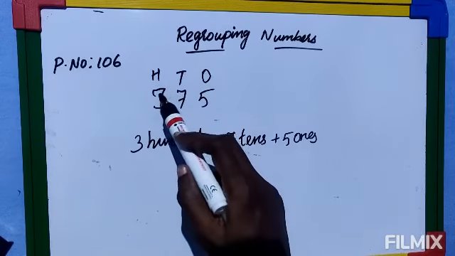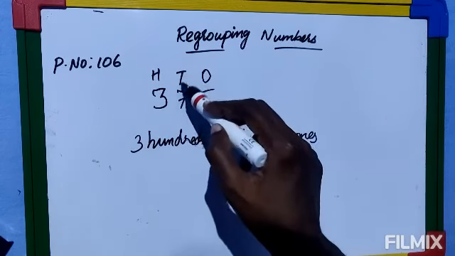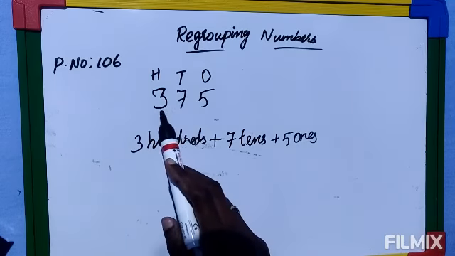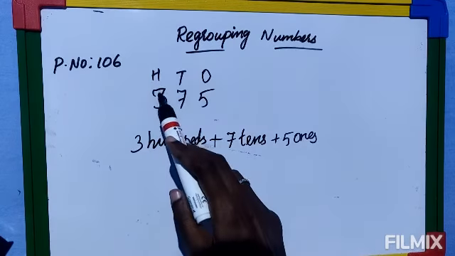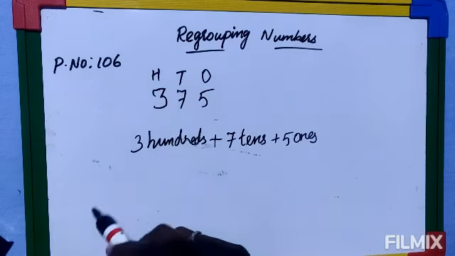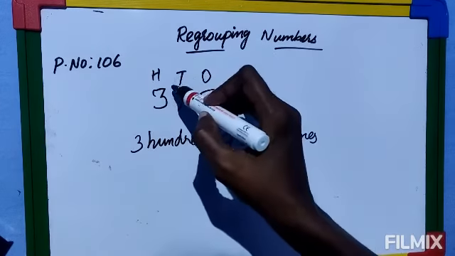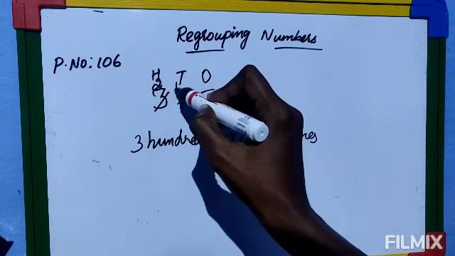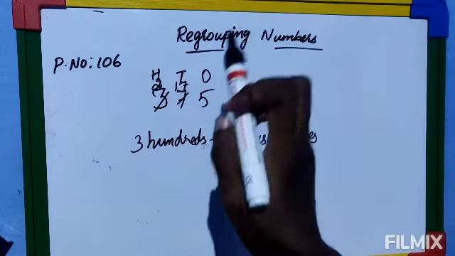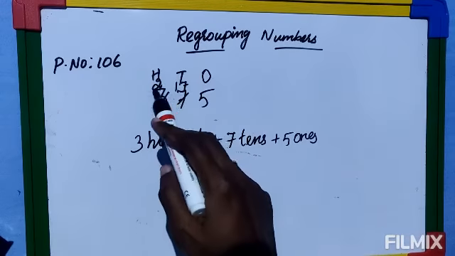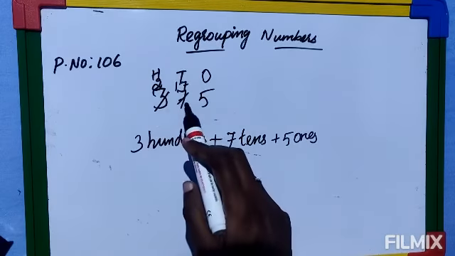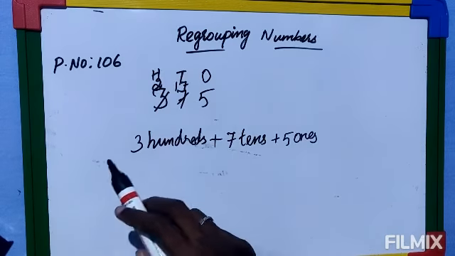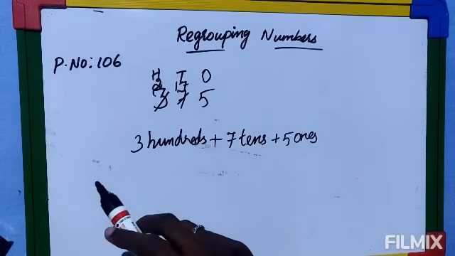Now regrouping numbers means this 3 is in the hundreds group, this 7 is in the tens group and this 5 is in the ones group. From the hundreds group we take 100 and group it with tens. If you give 1 from 3, 2 will remain, and that 1 comes before 7, so this will be 17. When you regroup this 100 with tens, it is 10 tens, so 10 plus 7 is 17 tens.